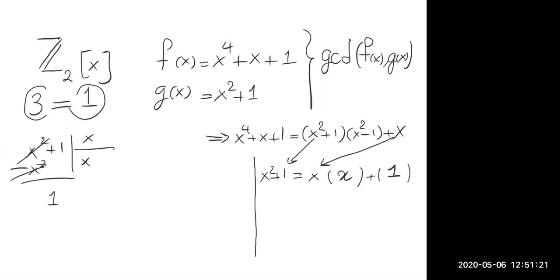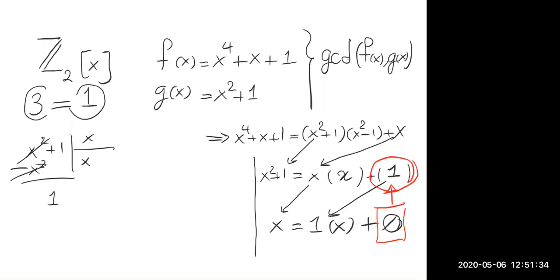The next step is we should divide x by 1. Well, 1 times x is x plus 0. When we get to 0, we are done. We should look at the number exactly above 0. That's the greatest common divisor, which is 1 here. So the greatest common divisor of f and g is 1.